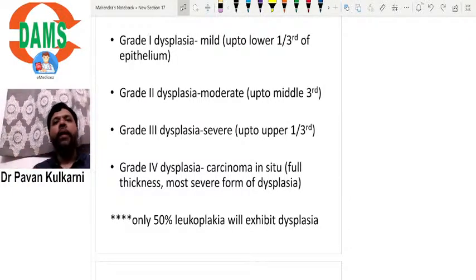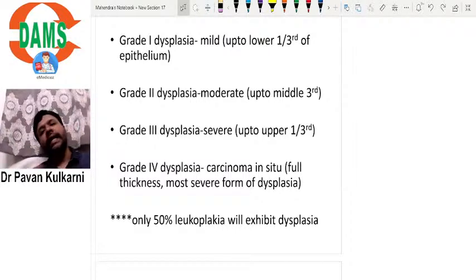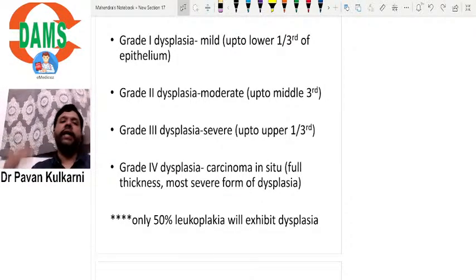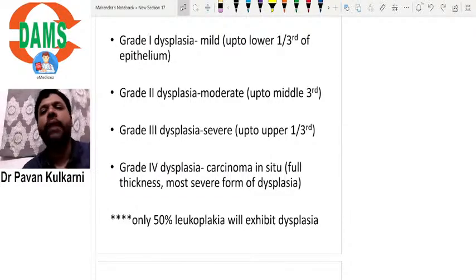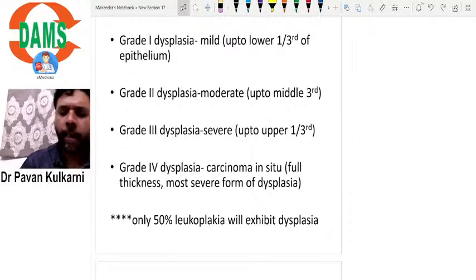So depending upon the cells or the layers which are involved, you can grade dysplasia as mild, moderate, severe. The most severe form is nothing but carcinoma in situ, where the entire thickness of the epithelium is involved. Okay, that's about the grading of dysplasia.